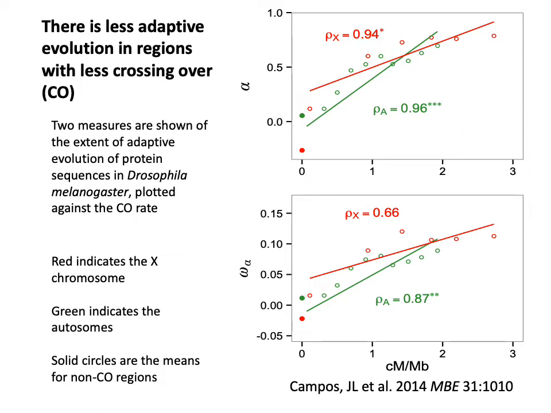The green is for the autosomes, the red is for the X chromosome, the open circles are for genes with regions of crossing over, the filled circles for genes in regions where there's no crossing over but there's probably gene conversion going on. As you can see, there's little or no evidence for adaptive evolution of protein sequences in the non-crossover regions.